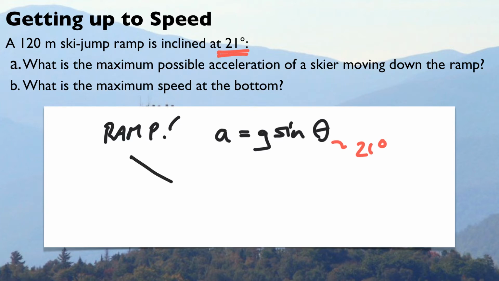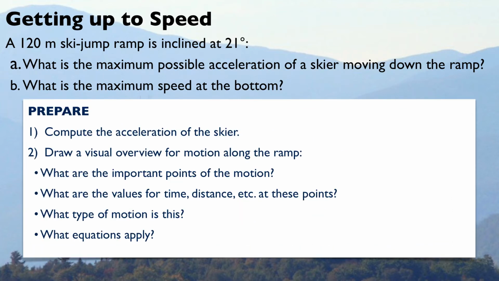The skier is going to accelerate down the ramp. So I'm going to have a skier up here at the top. The skier is going to accelerate down the ramp until the skier reaches the bottom of the ramp. The skier will be moving at a certain speed, and that is what we are solving for. Okay? That's our strategize.